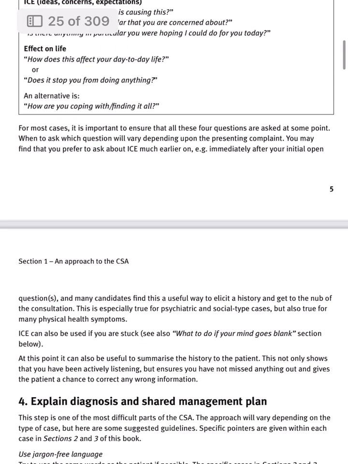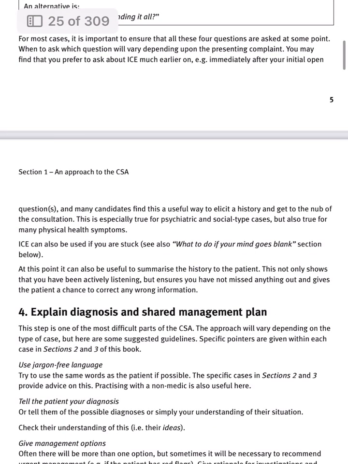For most cases, it is important to ensure that all these 4 questions are asked at some point. When to ask which question will vary depending upon the presenting complaint. You may find that you prefer to ask about ICE much earlier on, immediately after your initial open questions, and many candidates find this a useful way to collect a history and get to the heart of the consultation. This is especially true for psychiatric and social type cases, but also true for many physical health symptoms. ICE can also be used if you are stuck, what to do if your mind goes blank.